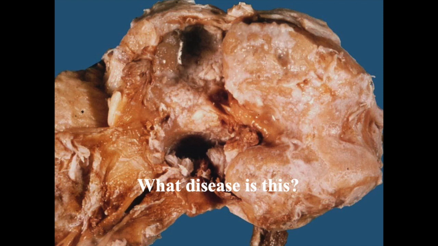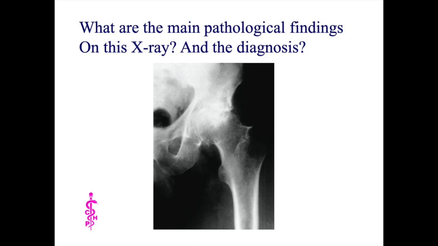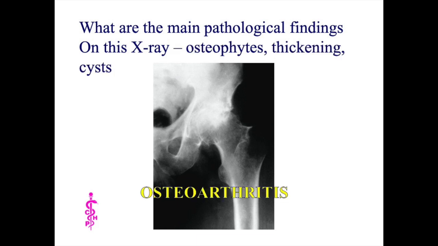And here we see a knee joint broken open with a bread and butter appearance, an irregular surface. These are signs of rheumatoid arthritis or rheumatoid disease. Here's an X-ray of a hip joint. What are the main abnormalities and what's the diagnosis? There's loss of joint space, osteosclerosis, osteophyte formation, and perhaps some subcortical cysts. This is a case of osteoarthritis.